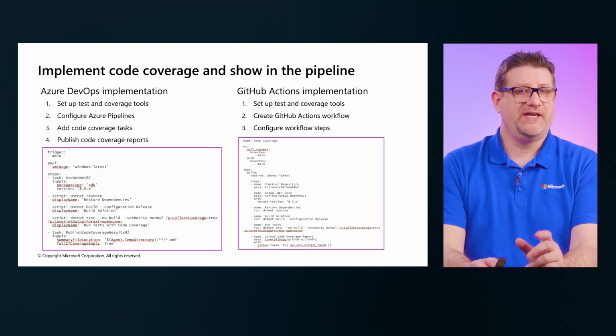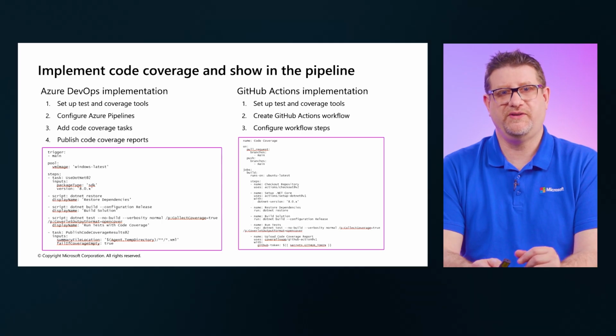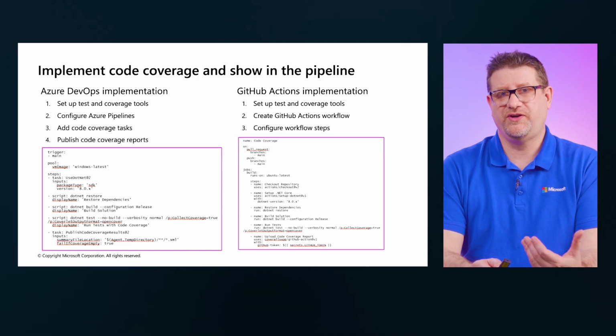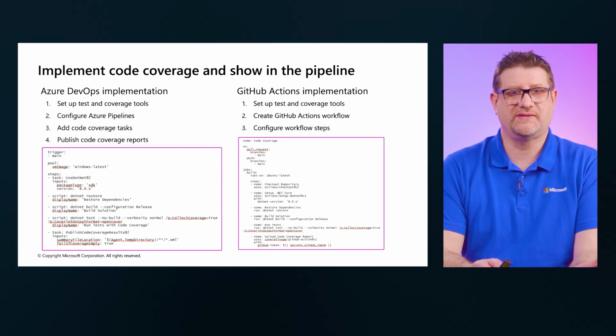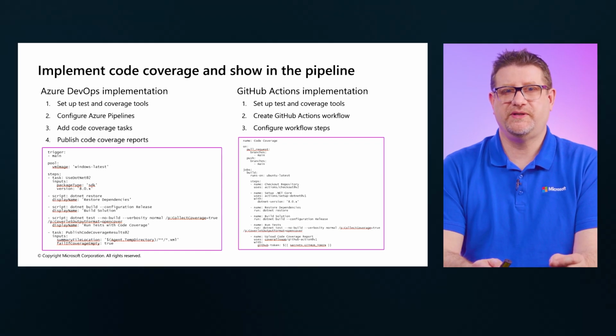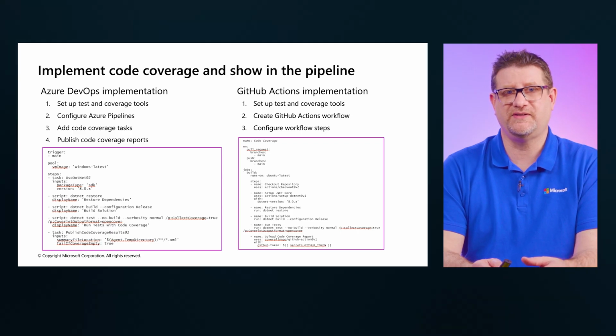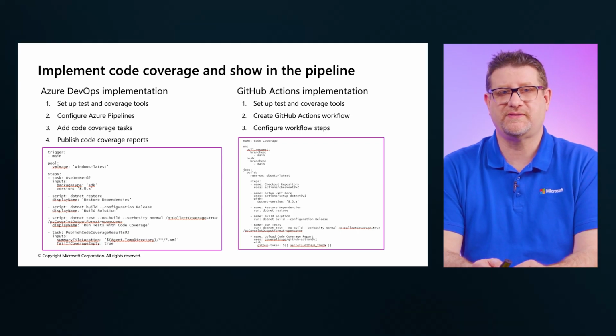Code coverage is a key metric in modern DevOps practices, and Azure DevOps makes it straightforward to implement and visualize. In Azure DevOps, you set up tests and coverage tools, configure your pipeline, add code coverage tasks, and publish coverage reports. This means that every time your code is built and tested, you get a clear view of how much of your code base is actually exercised by your tests. And similarly, with GitHub Actions, you can set up workflows that include code coverage steps, ensuring that your team can monitor test effectiveness directly within your CI/CD process.